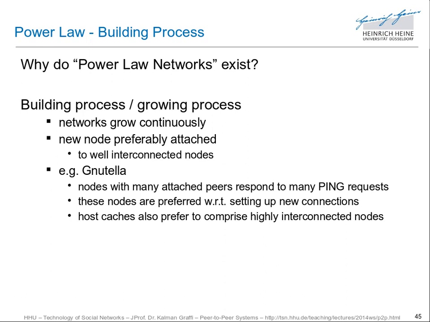A good example is Gnutella, where we attach to nodes which are well connected, so we get a lot of responses. And these nodes are preferred with regard to setting up new connections. This node has a big neighborhood, so we can set up a lot of connections.